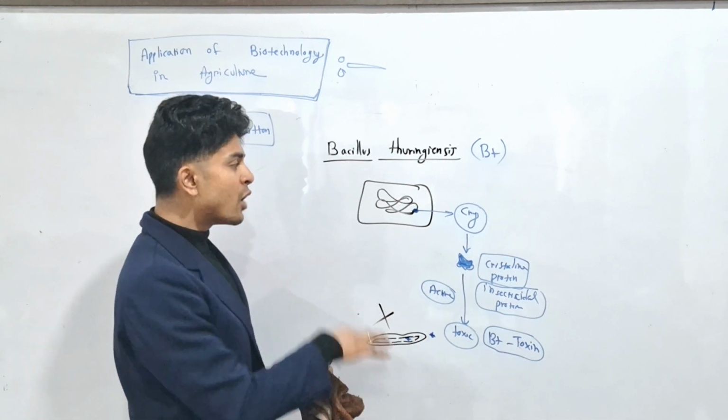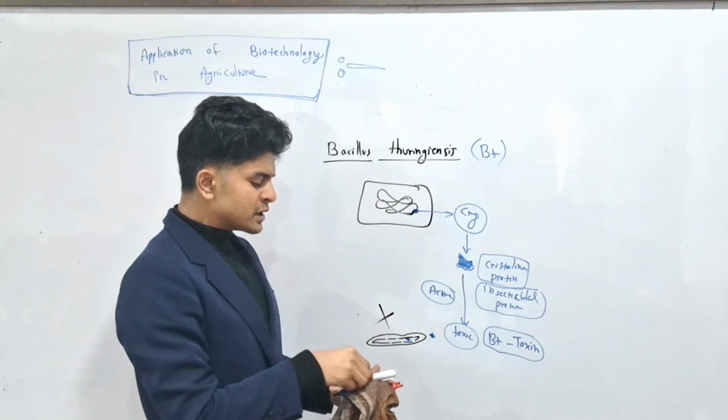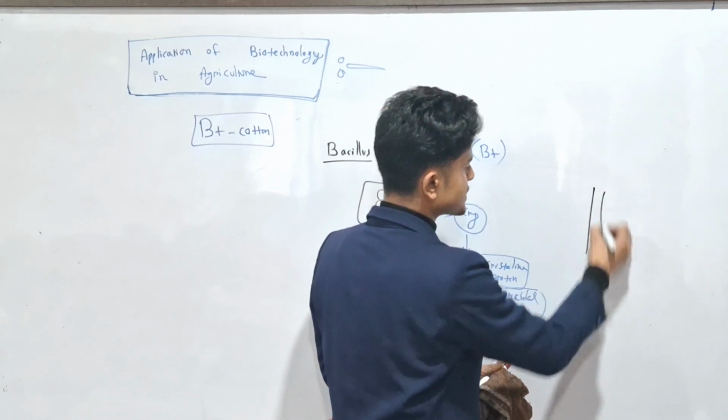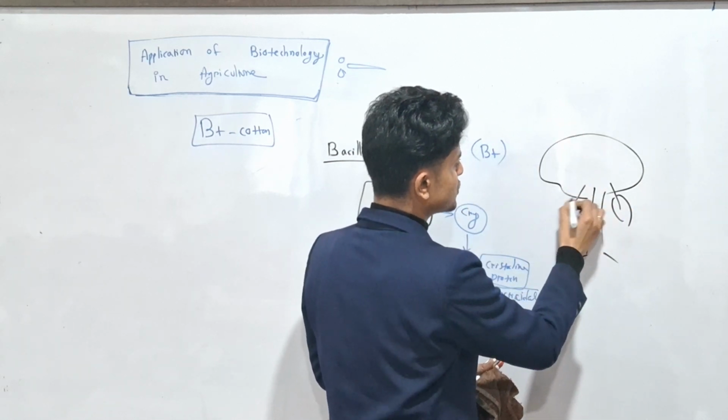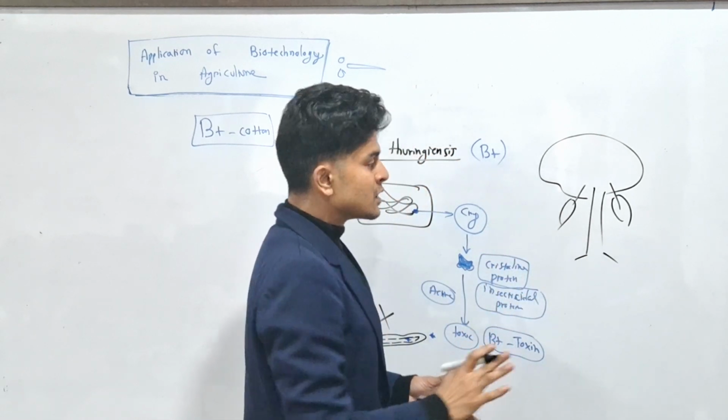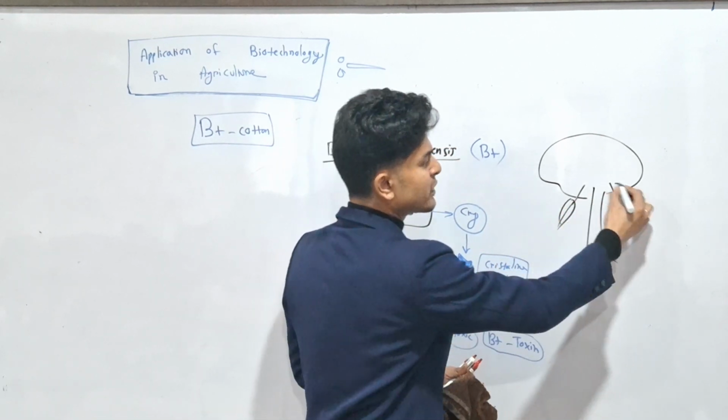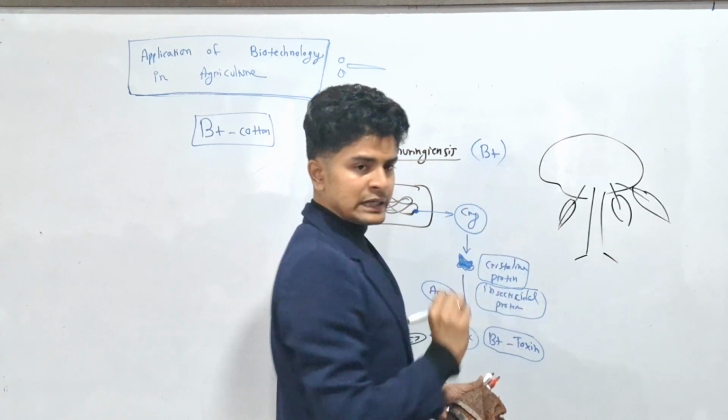Now how can we use this? Normally, suppose a cotton plant is there. It has its own genetic makeup. We don't do any kind of genetic modification. So it's a normal cotton plant seed, and it has its leaves.